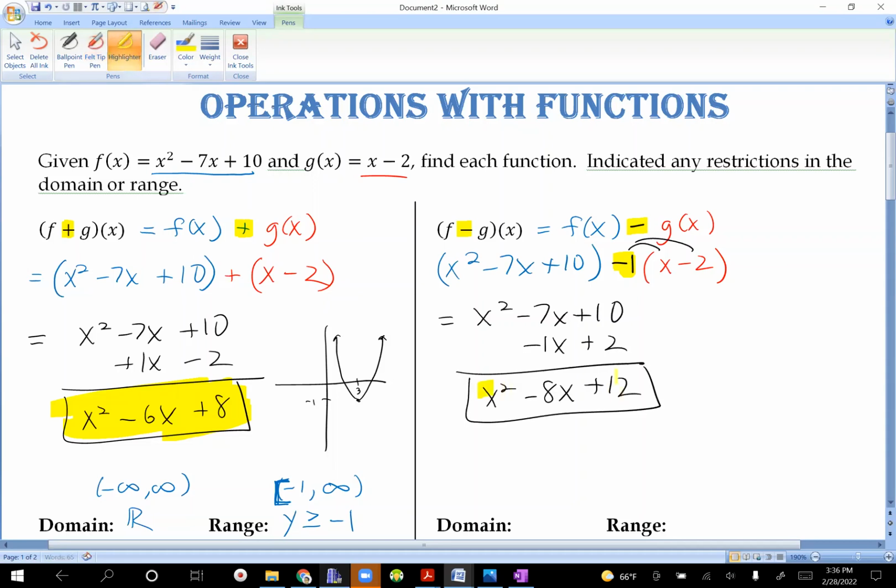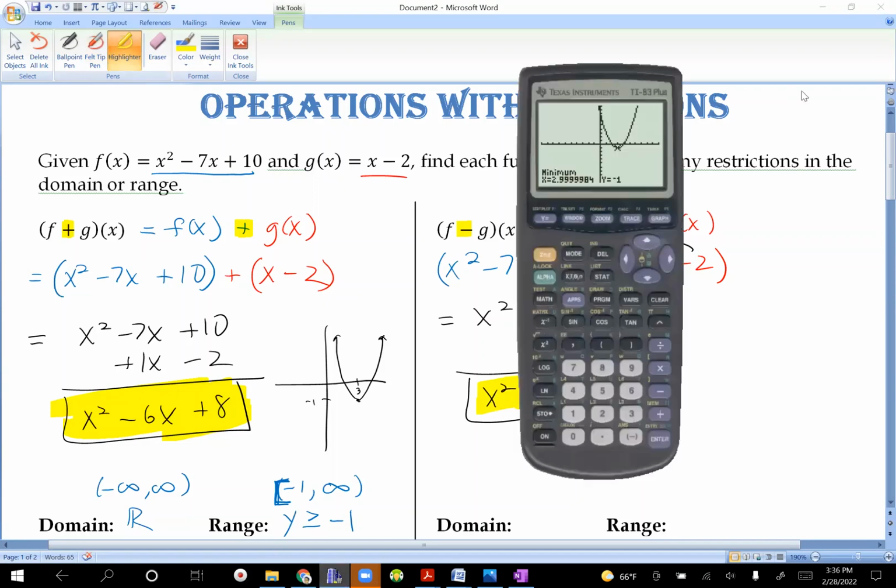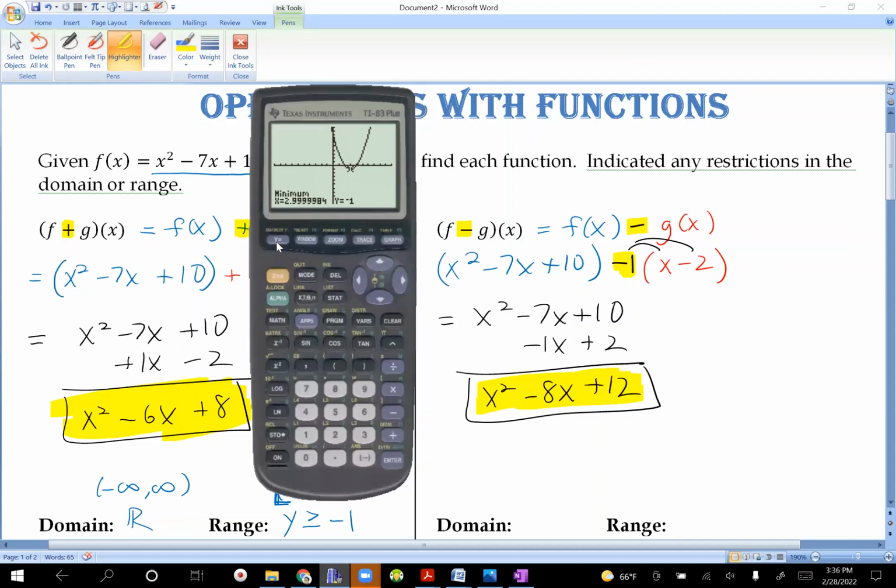We can do the domain and range really quickly. You can put this into your graphing calculator. And we're going to go to our y equals here. Clear this and put our new equation in here. So x squared minus 8x plus 12. I'm going to go ahead and hit the graph button.